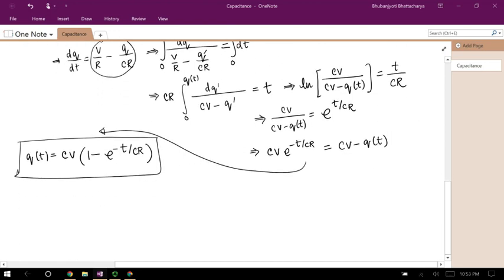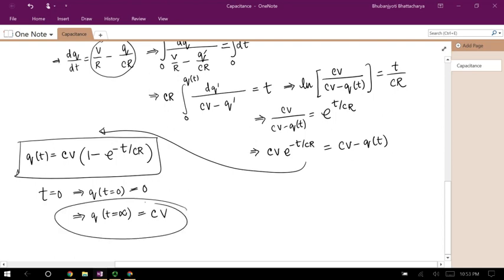Well, a few things to notice is that if I put in t equals 0, then Q at t equals 0, right? So if I put in t equals 0, this term becomes a 1. 1 minus 1 is a 0, so that gives a 0. And what happens if I put t equals infinity? So t equals infinity means the second term becomes 0 because exponential of negative infinity over any number is 0. So Q at t equals infinity is C times V.